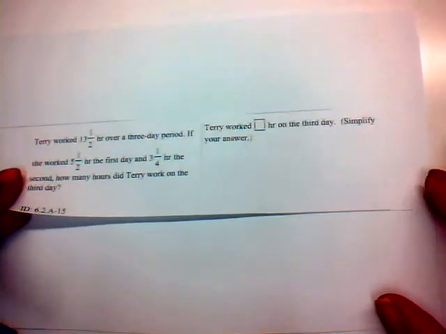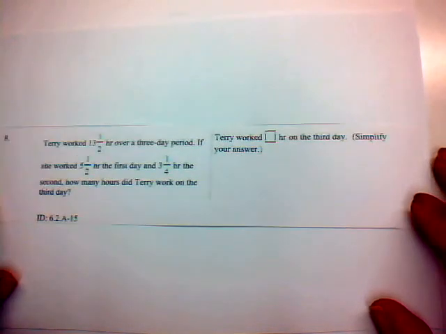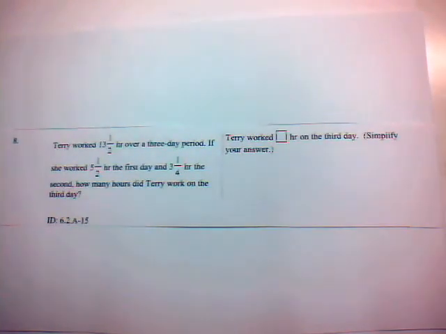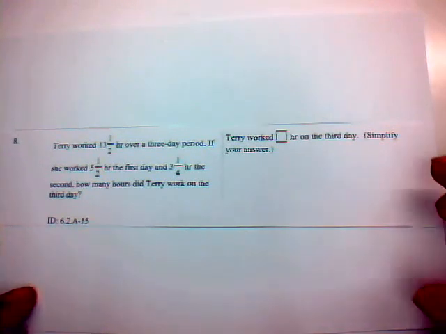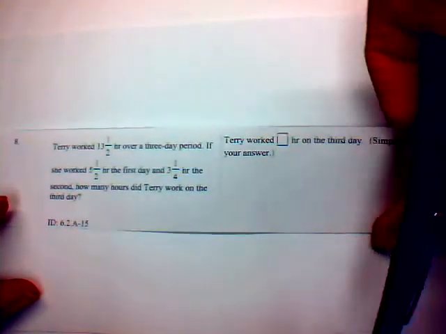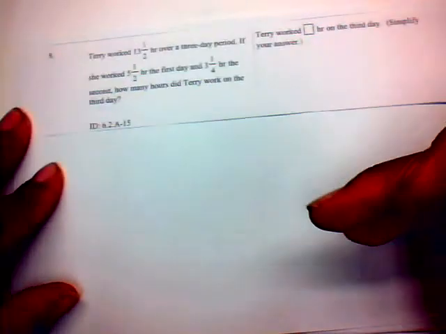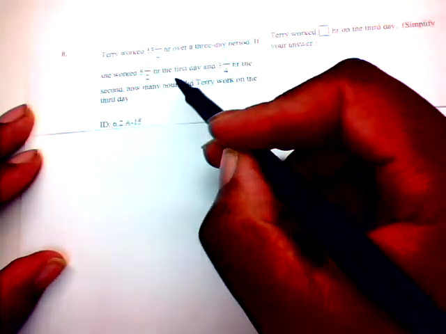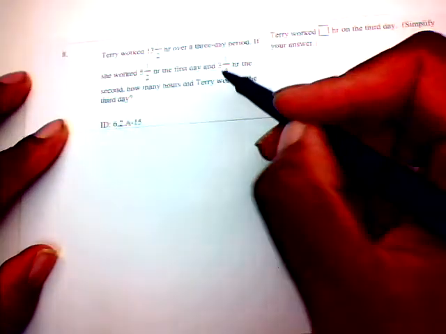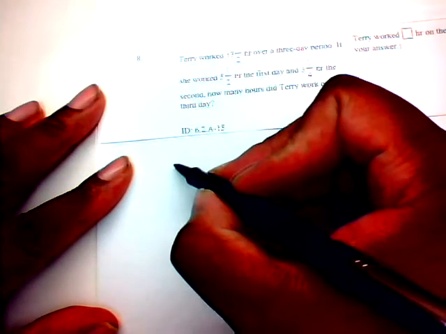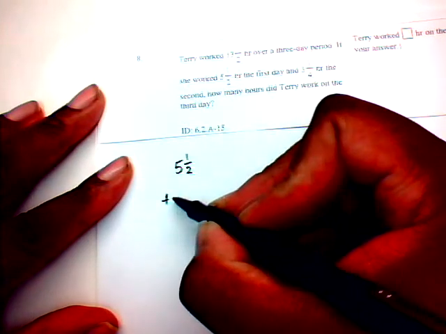Okay, problem number 8. It says here, Terry worked 13 and a half hours over a 3-day period. If she worked 5.5 hours the first day and 3.25 hours the second, how many hours did Terry work the third day? Okay, let's do this here. Let's add up the total number of hours that she worked for the first day and the second day. Okay, which in this case is 5.5 plus 3.25.